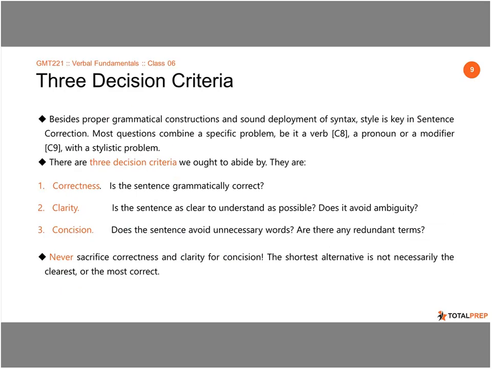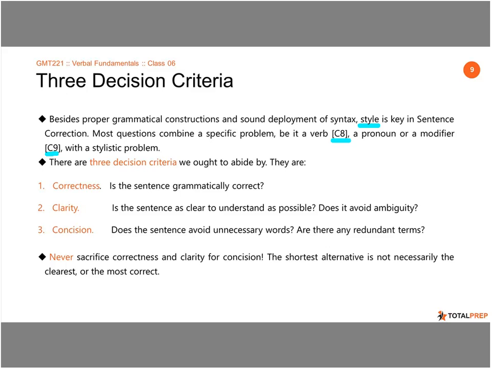Okay, topic 2, identifying problems. Let's take a look at that. That's the criteria that you have to follow. Besides proper grammatical constructions and sound deployment of syntax, style is key in sentence correction. Most questions combine a specific problem, be it a verb that you're going to take a look at in class 8 with me, a pronoun or a modifier with teacher Elisa in class 9, with a stylistic problem.